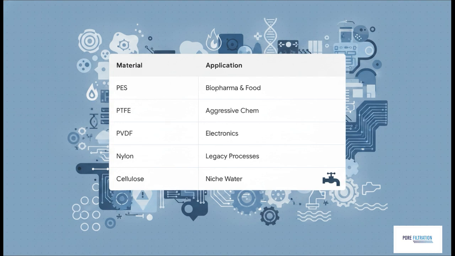PVDF gives you broad chemical resistance, great for electronics and biologicals. Nylon? It's highly durable, sure, but nowadays it's mostly tied to older, validated legacy processes. And finally, cellulose. It's cost-effective, but mainly relegated to legacy niche water treatment today.